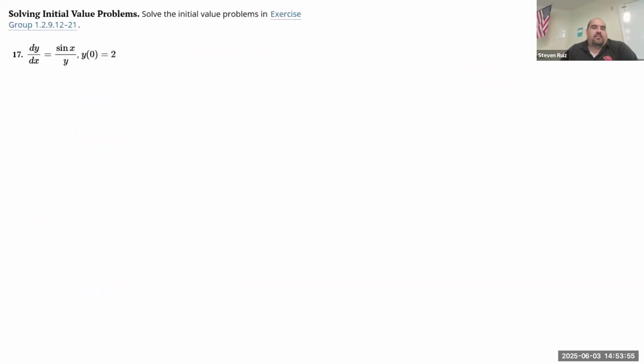All right, next, unlike this where we have an initial value, we have a data point here. So first we need to separate the variables. I believe in this case, we can cross multiply. So that gives us y dy equals sine of x dx. So variables are separated, so let's integrate.